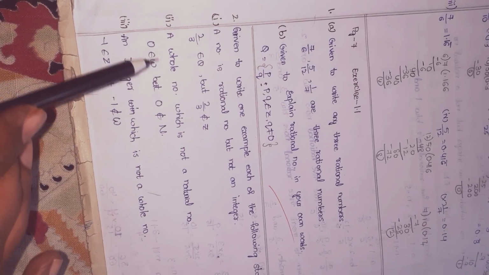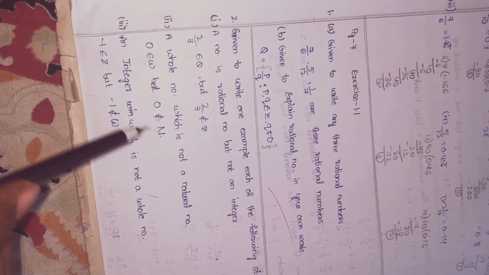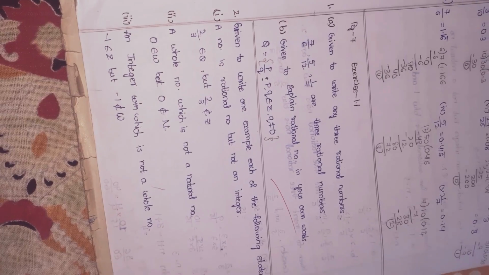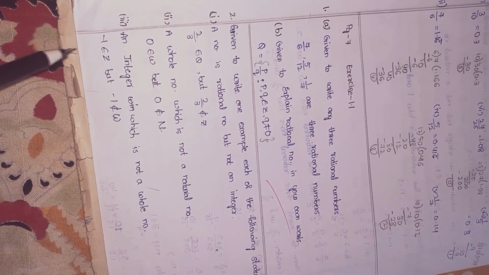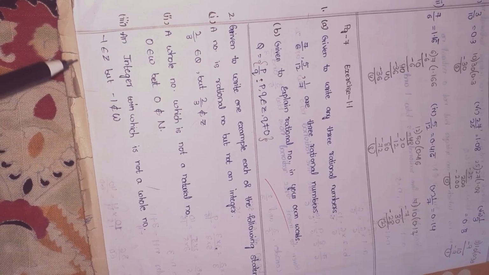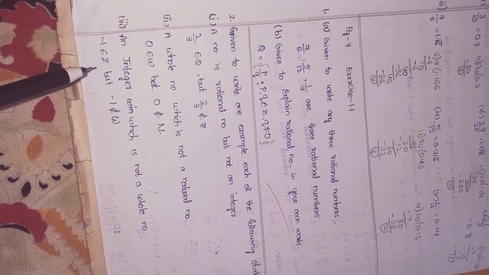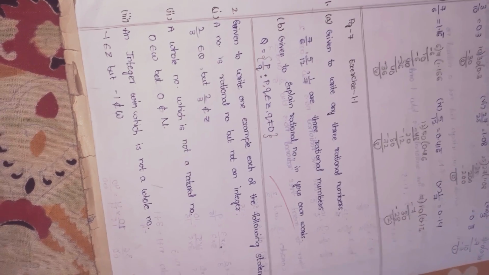That's it. Next, a whole number which is not a natural number. So 0 belongs to W, but 0 does not belong to natural numbers. 0 belongs to whole numbers, but 0 does not belong to natural numbers. An integer which is not a whole number. An integer which is not a whole number means minus 1 belongs to Z, but minus 1 does not belong to W. Minus 1 does not belong to W.